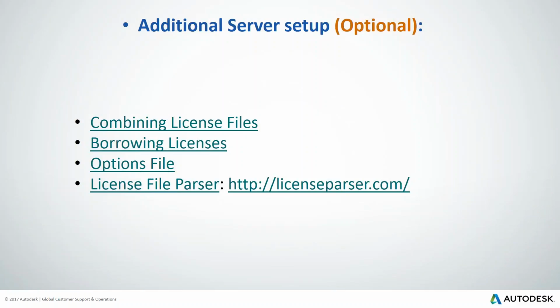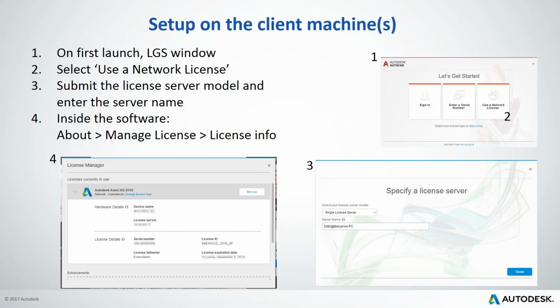All right. And then next, I think we should move to the setup itself on the client machines. So once everything is set up and you have made sure the license server is up and running, you can proceed to the client machines which have the software itself, and when this window appears, you can choose use a network license.